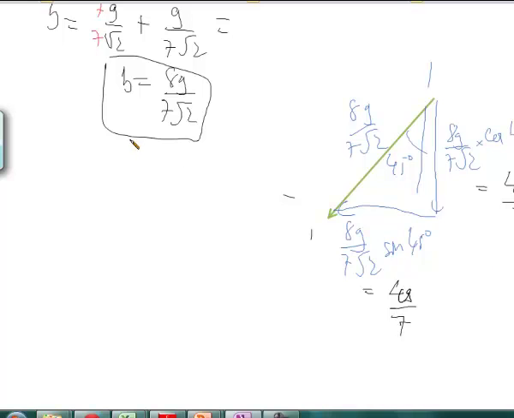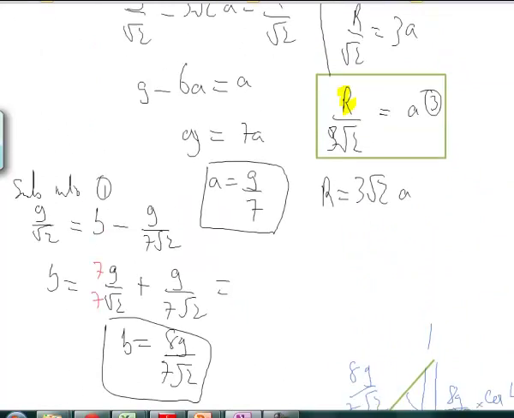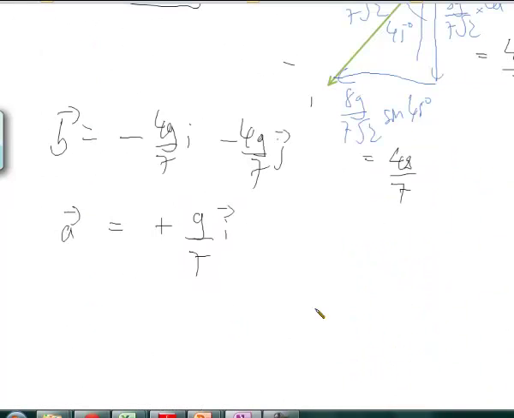So, b as a vector in i's and j's, it's going to be minus and minus because it's going in both negative directions, isn't it? So it's going to be minus 4g over 7 i minus 4g over 7 j. A is a little bit easier. A is just equal to plus g over 7 i. Isn't that what A worked out to be? G over 7, and it's going to be just plus g over 7 i.